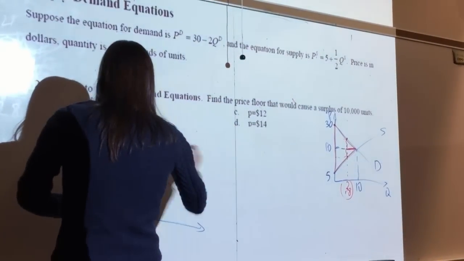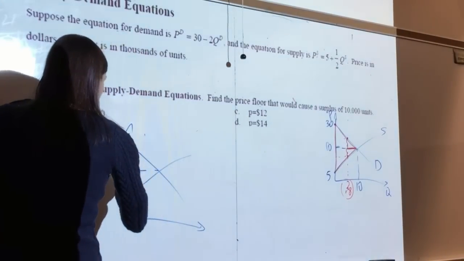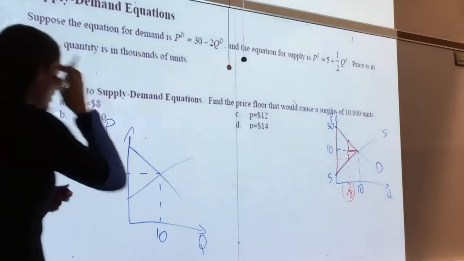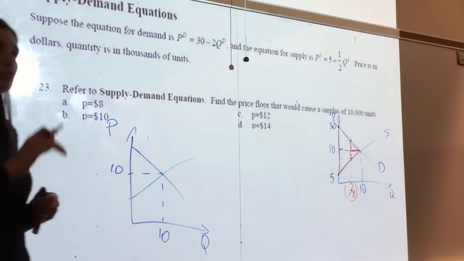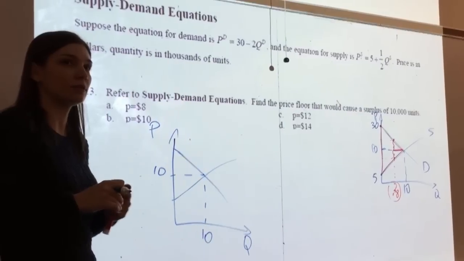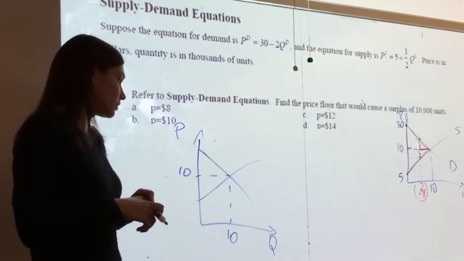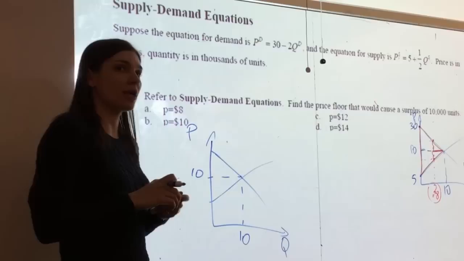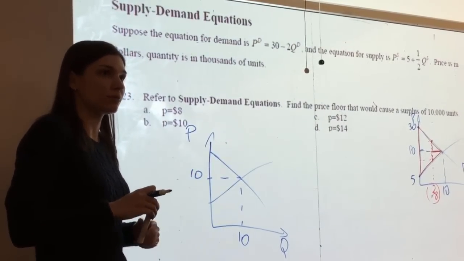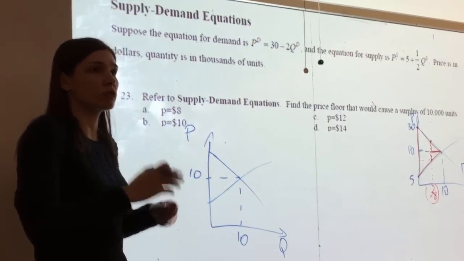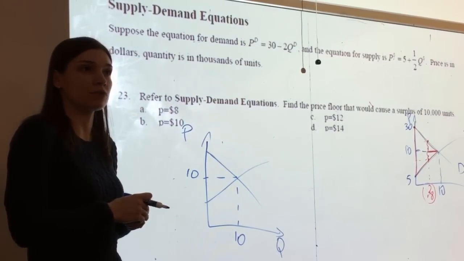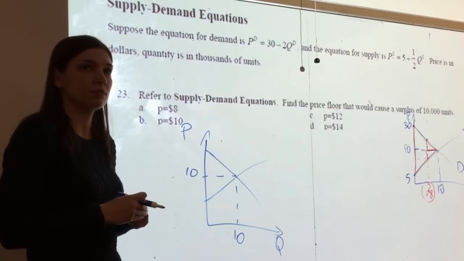Draw this again. So this was 10, this was 10. So for a price floor to cause a surplus, does it need to be more or less than 10? Alright, less than 10. So now what you're saying is, this market in equilibrium is selling the good for $10. Government comes in and tells them you cannot sell for less than 5. And suddenly we have a surplus. Does that make sense?